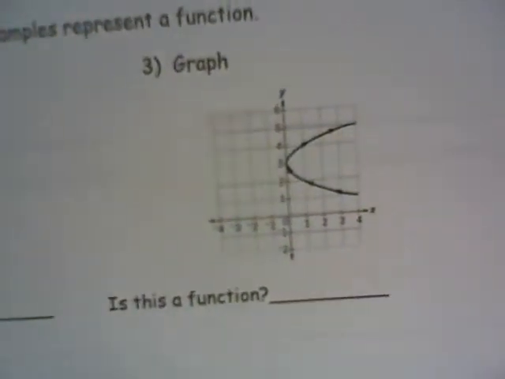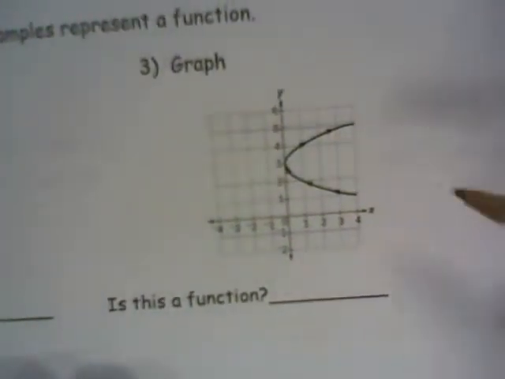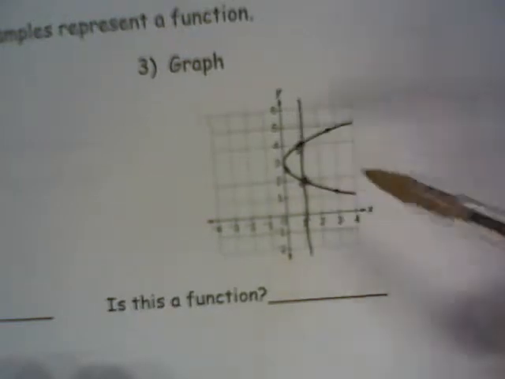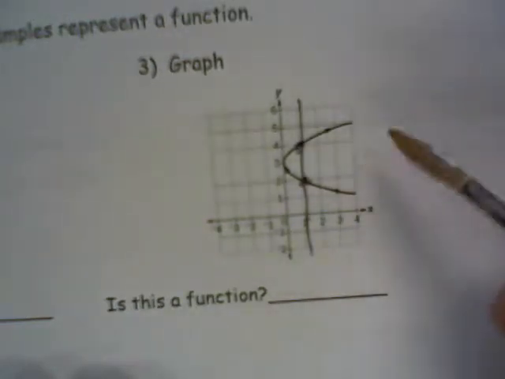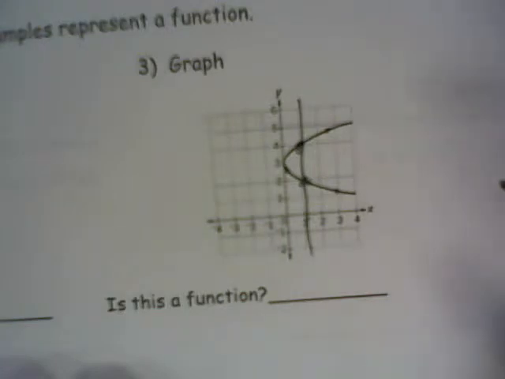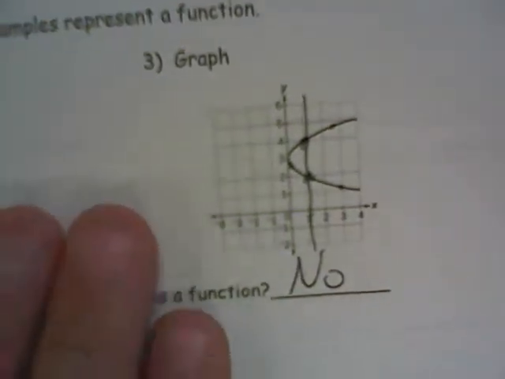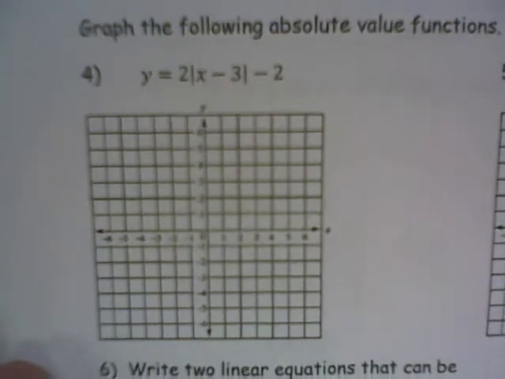But if we go to number 3, this one we could do with the vertical line test. If I were to plug in 1, I don't know if I'm going to be here or here. And so it would give me 2 output values for each input value. So no, that is not a function. Let's move on to the second page. Second page here, starting with this graph here.